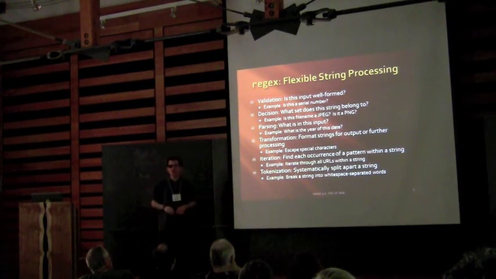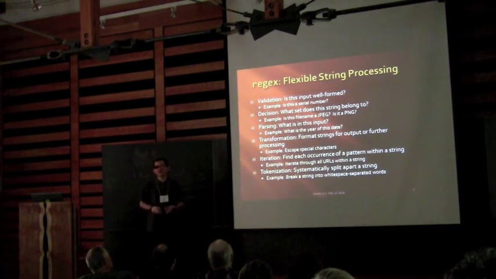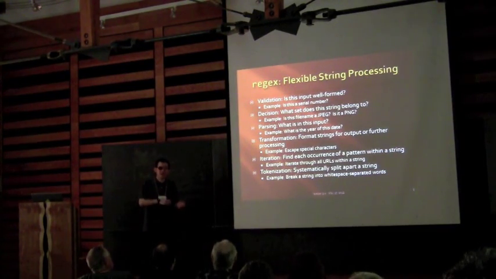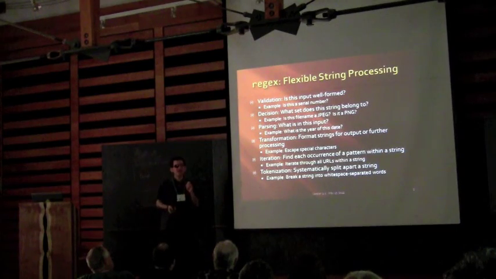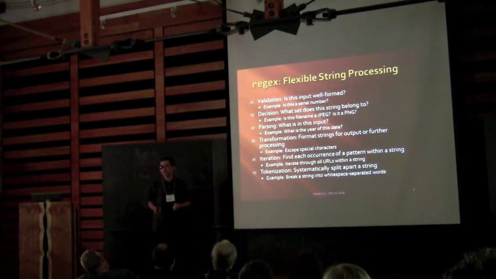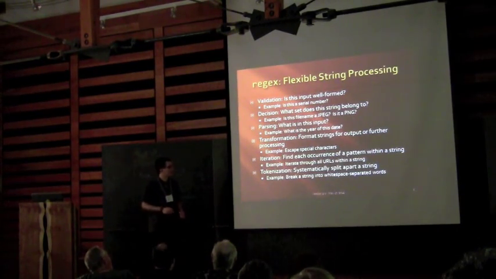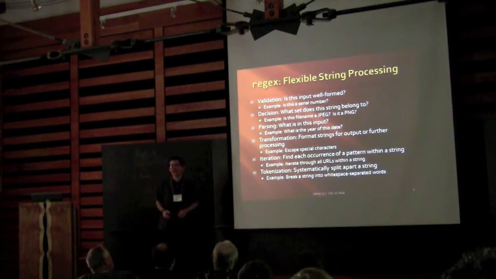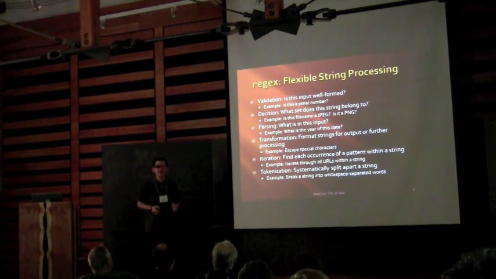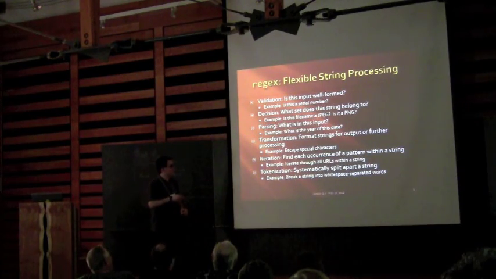You can also describe what you don't want. You can say, I'm not interested in spaces and commas, give me everything else. Or I'm not interested in brackets and other punctuation. Or maybe I'm not interested in alphanumeric characters. You can split apart a string. This is like strtok on crack, on fire, and not horrible. So that's what tokenization does.